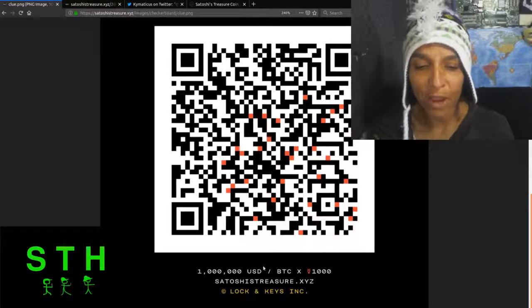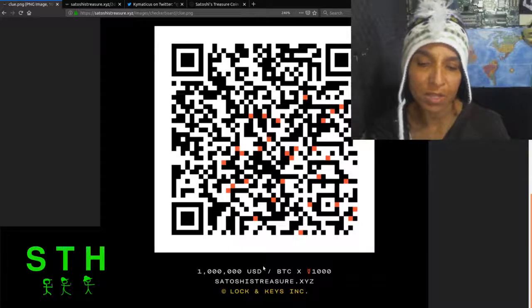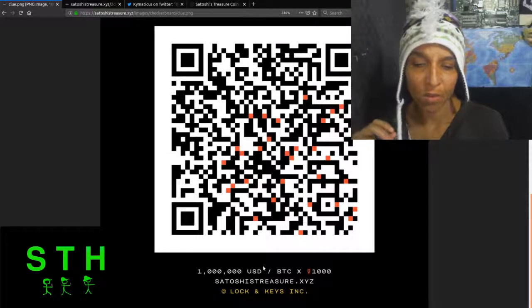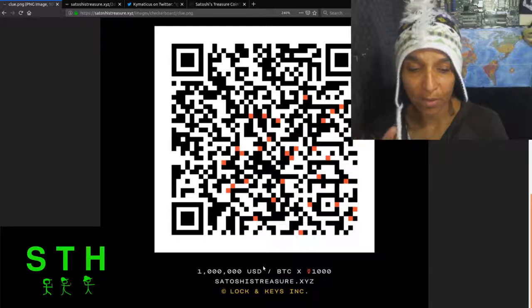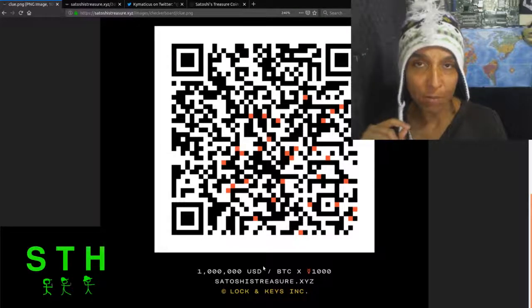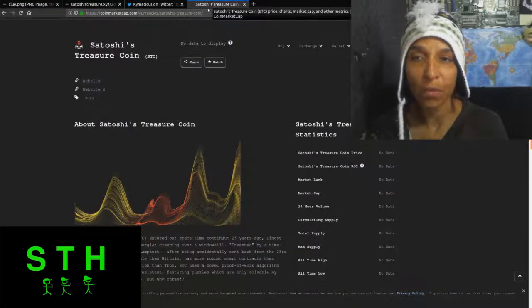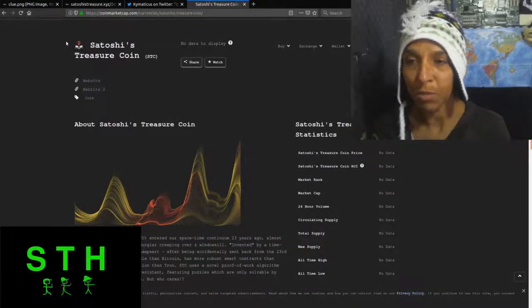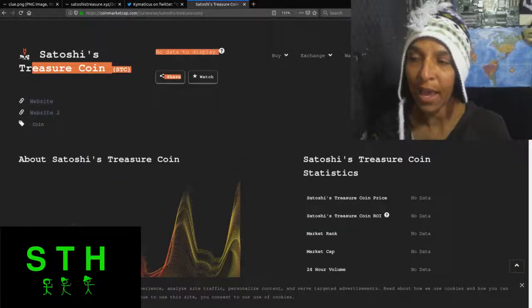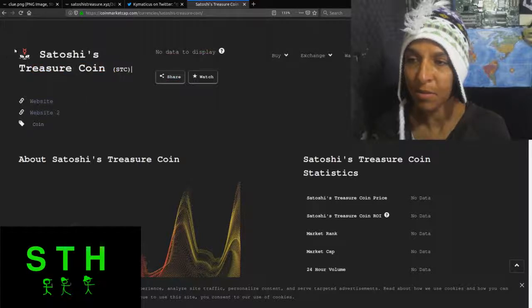And then you have this down here, where it's 1 million USD slash BTC times 1,000, with the symbol from the SDC coin, the Satoshi Treasure coin, which was from the last clue drop, the last puzzle. If you look on the cat, it has this symbol right up here, which is the symbol of Mercury, and the male symbol on the bottom here. It's like a combination of the two.